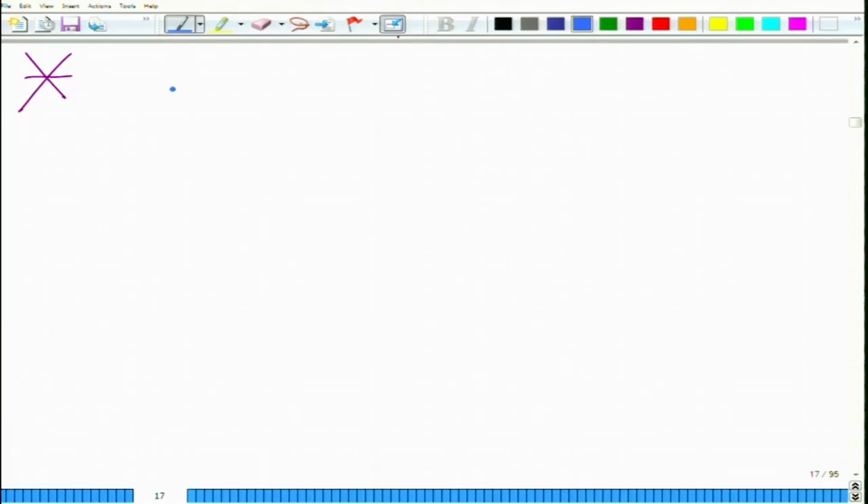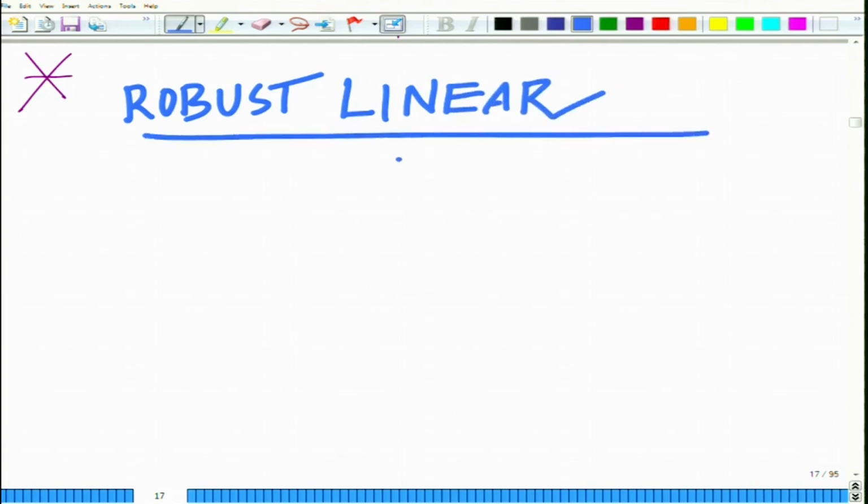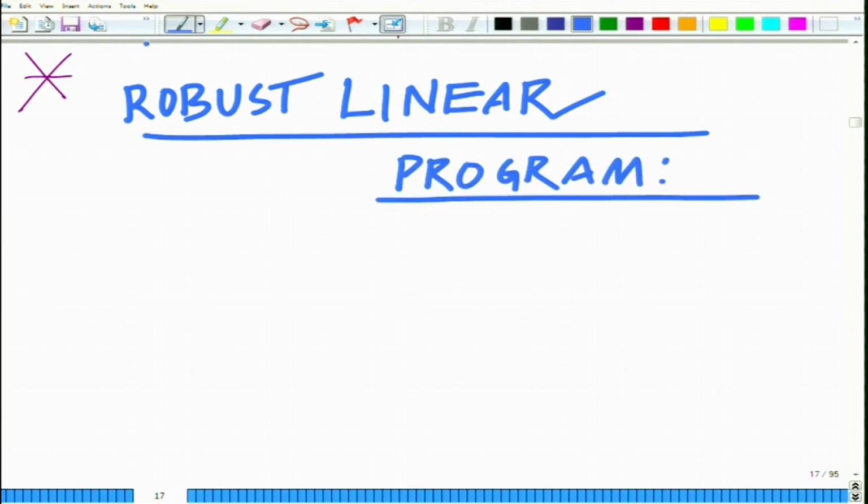And in this module, let us start looking at a variation or an extension of it, known as the robust linear program. What we want to look at in this module is another interesting extension of a linear program, which is also very useful practically, that is the robust linear program.